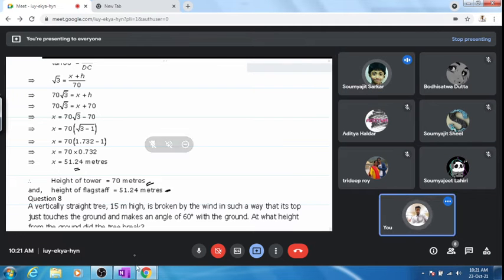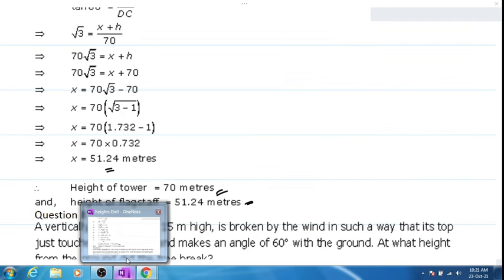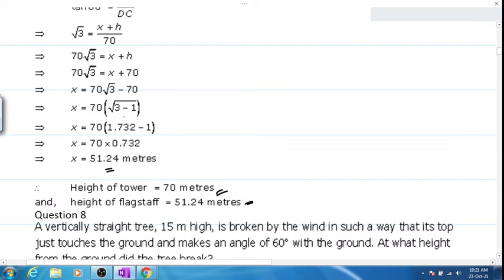Confirm. Sorry, Shobhajit. Is it clear? Yeah, for root 3 you have to put 1.732.